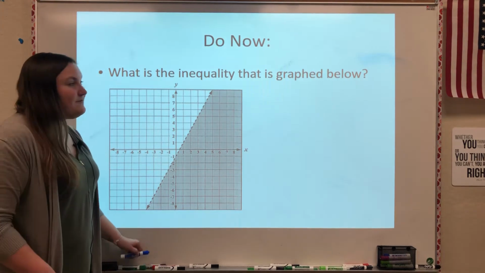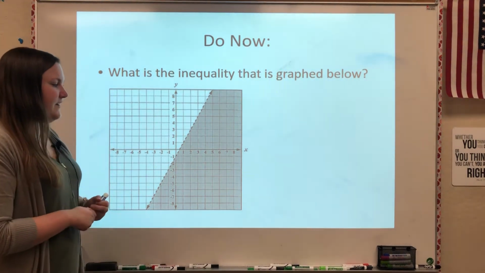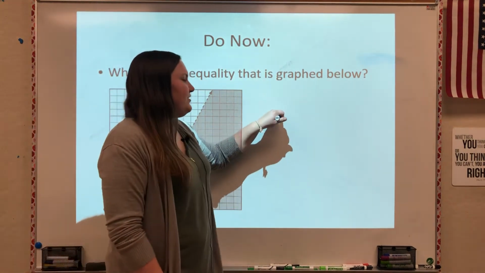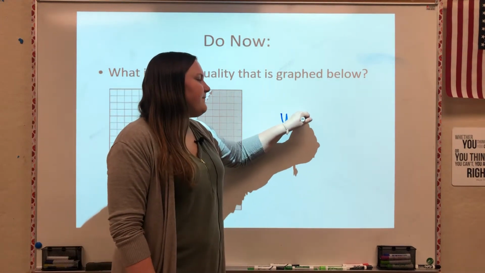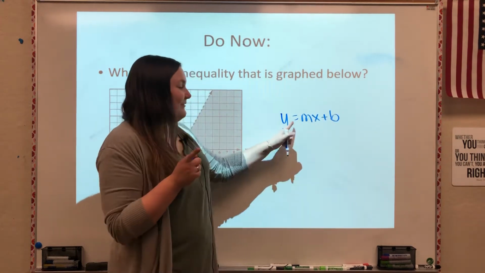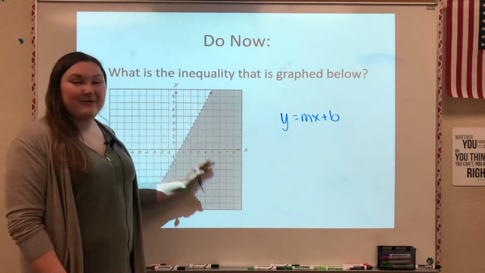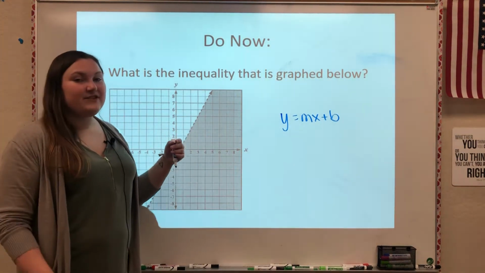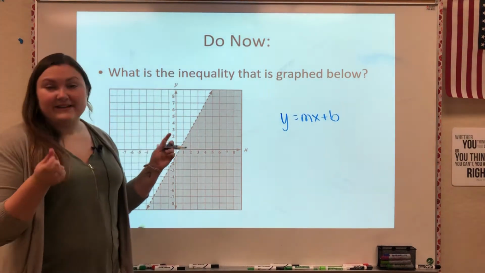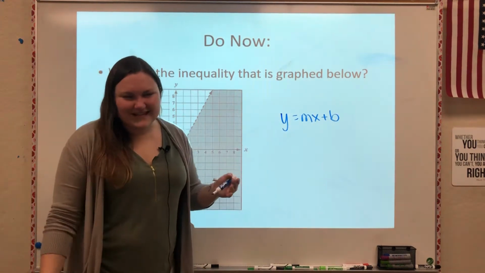So if we want to write the inequality from this graph, there's going to be a couple things we need to figure out. We're going to want to use slope-intercept form to help us write the inequality. Now I wrote an equal sign here, but I know looking at the graph, how it's shaded tells me that there's going to be an inequality. It's going to be a less than or greater than sign, not an equal sign there. But the form is the same.